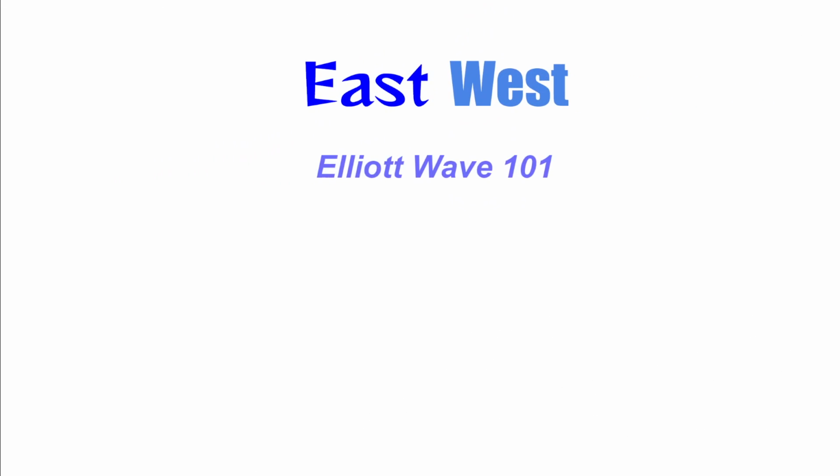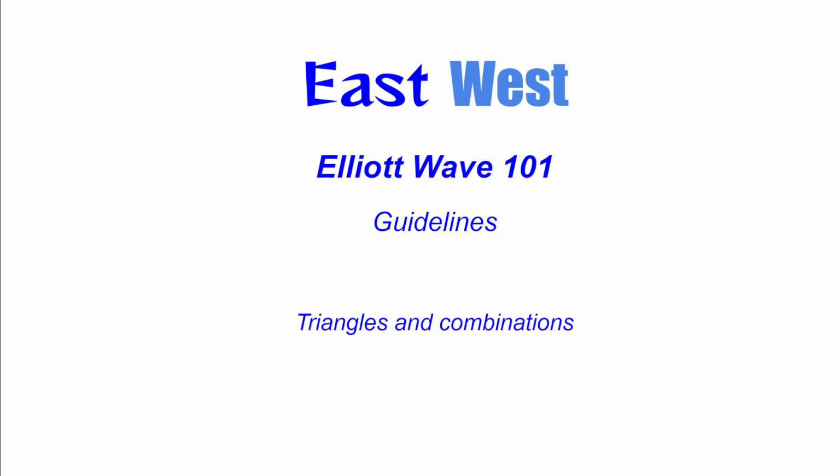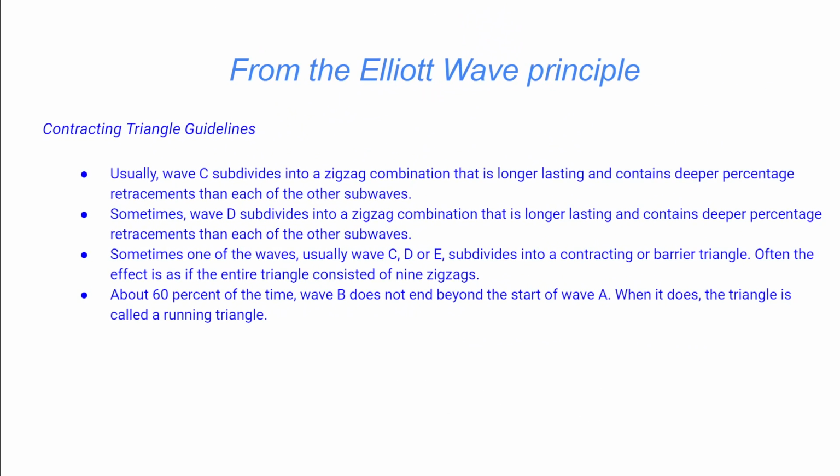So in this video, we will examine the guidelines of triangles and combinations. So here are the guidelines of contracting triangles. Usually wave C subdivides into a zigzag combination that is longer lasting and contains deeper percentage retracements than each of the other subwaves. Sometimes wave D subdivides into a zigzag combination that is longer lasting and contains deeper percentage retracements than each of the other subwaves.